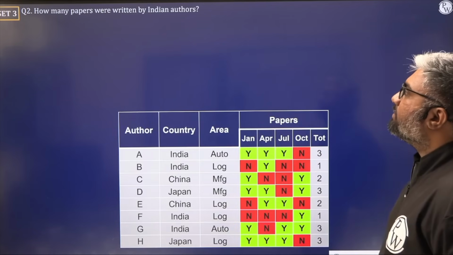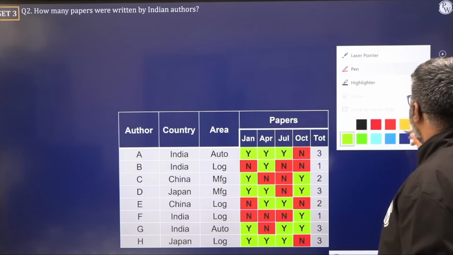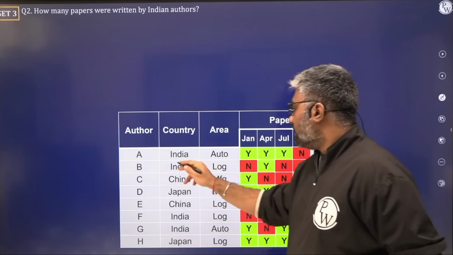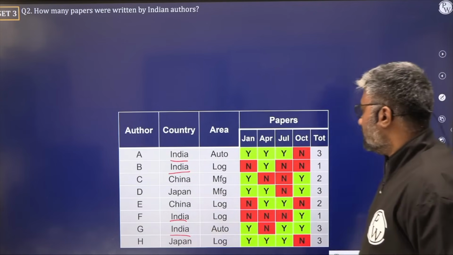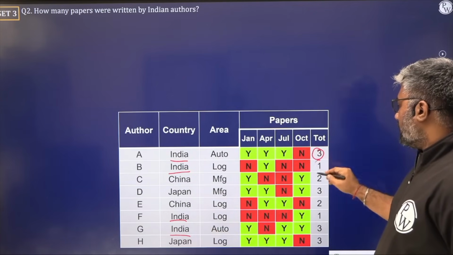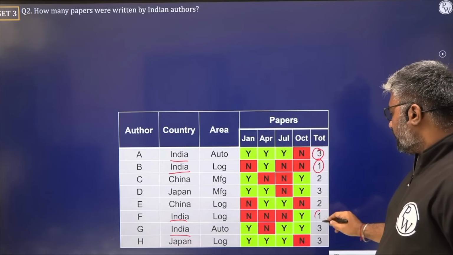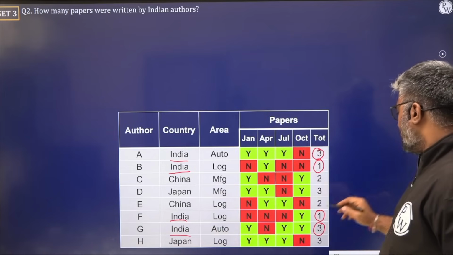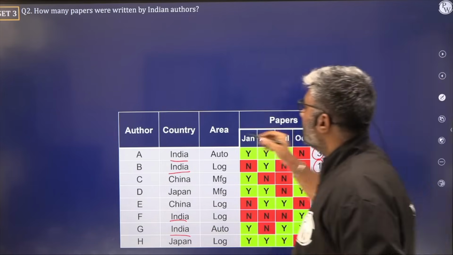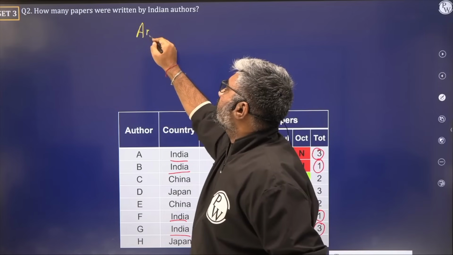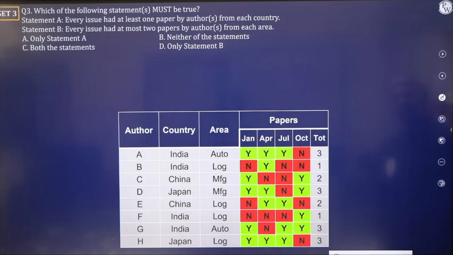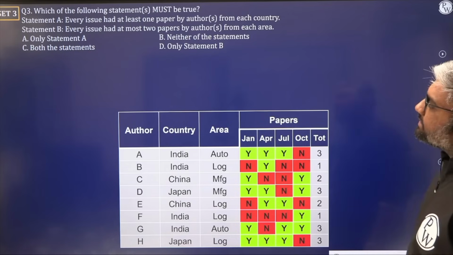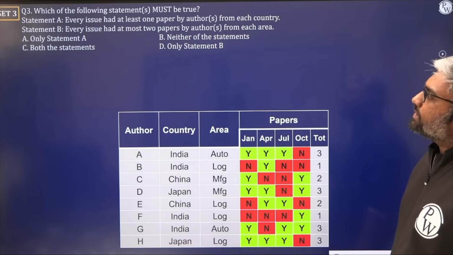Okay, next. How many papers were written by Indian authors? Indian authors. So we have India, and India. We have 3, 1, 4. 5 and 3, 8 in total. So the answer to this question is 8. Beautiful. The next one is statement based. They are saying which of the following statements must be true.